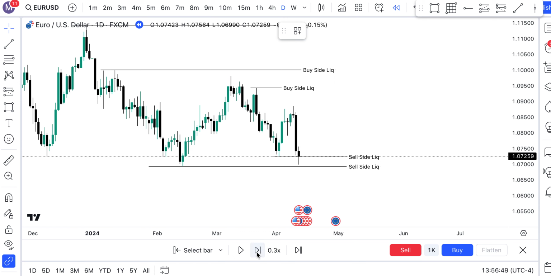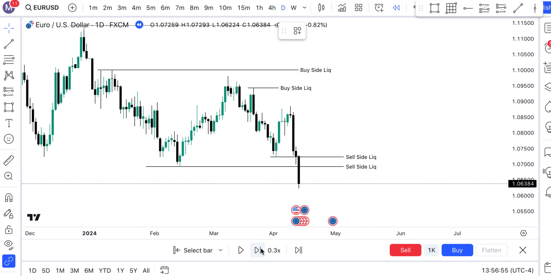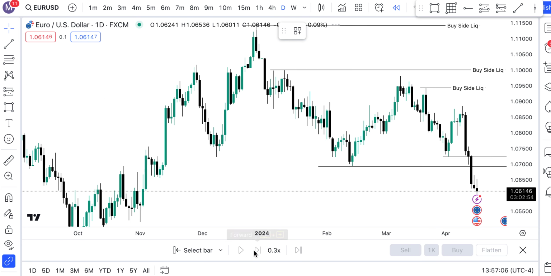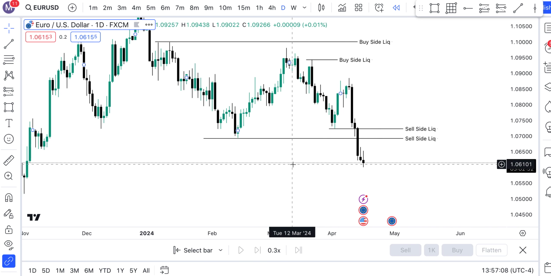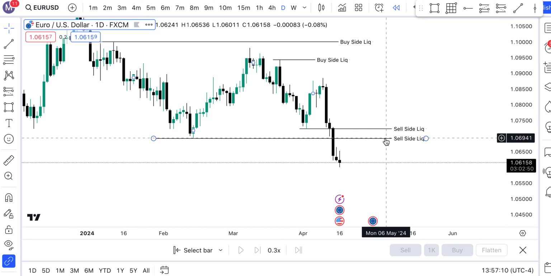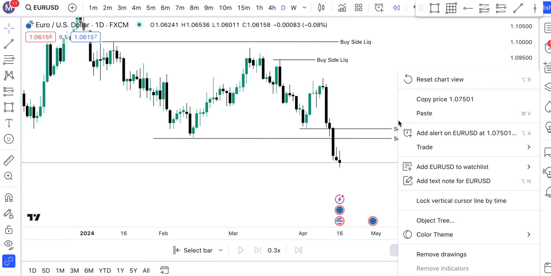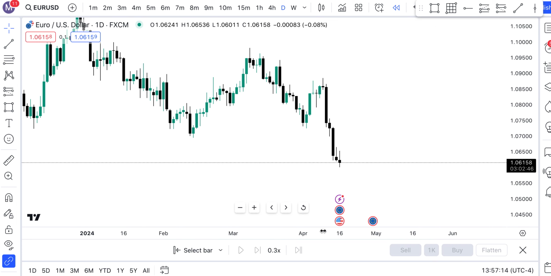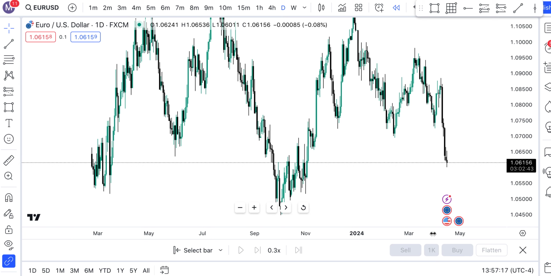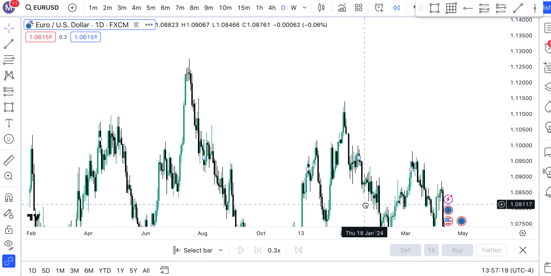Let's play this. Oh, look at that. We've just taken out that low, so we've taken out liquidity, and we've now taken out our major target. So this is a liquidity sweep because we have taken out the low. And this is where price is at right now, so it hasn't had time to reverse. Now I'll give you an example of where price has reversed.